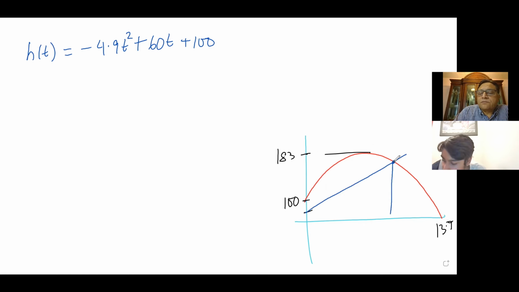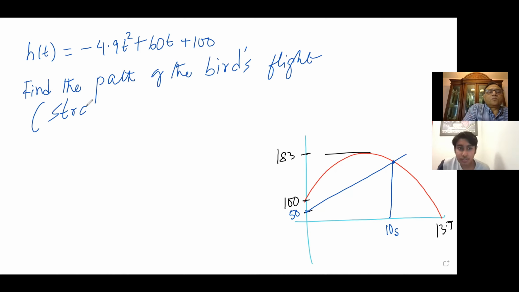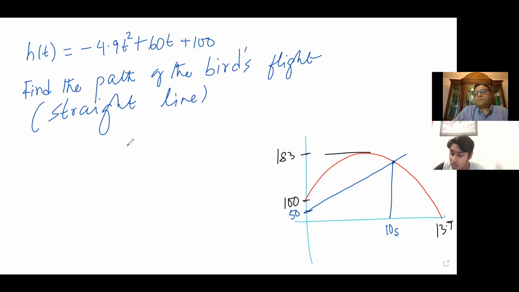strikes after 10 seconds. We know this estimate. Okay, find the path of the bird's flight. Now, the assumption here is it is a straight path. Is it okay? Yes, sir. Okay. Tell me, how will you find this?